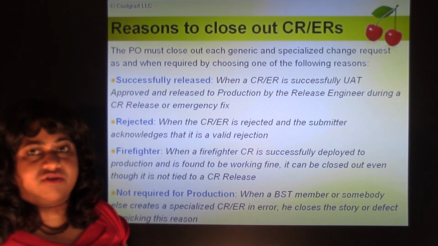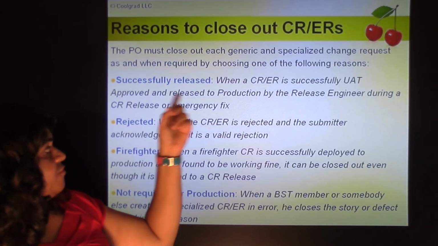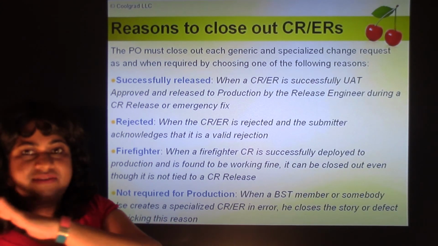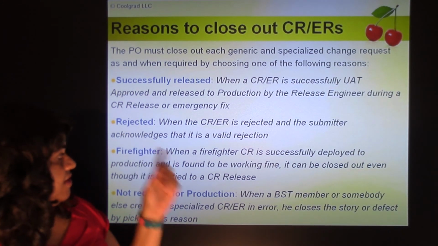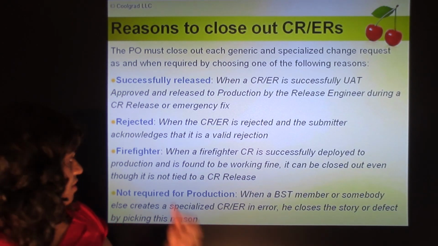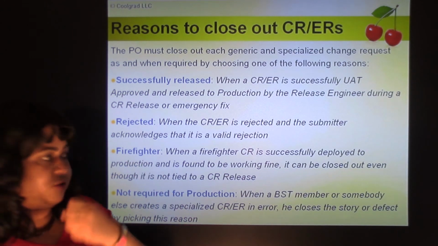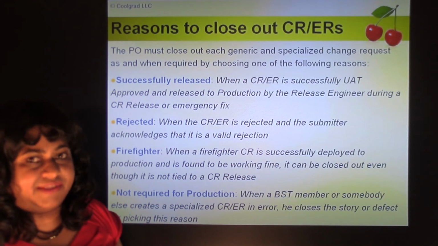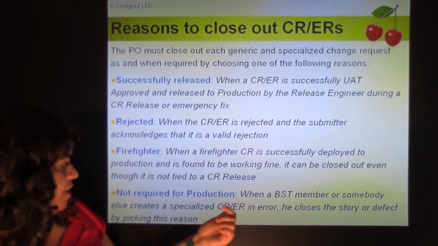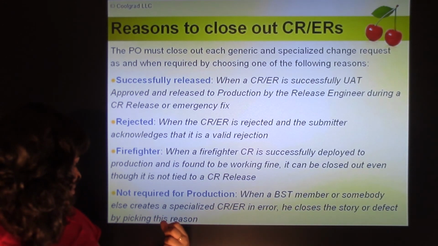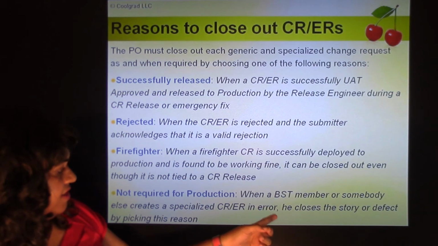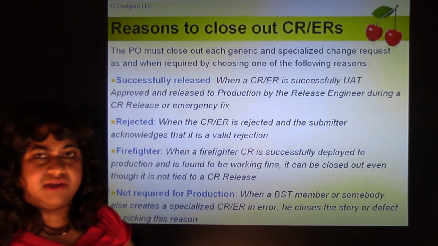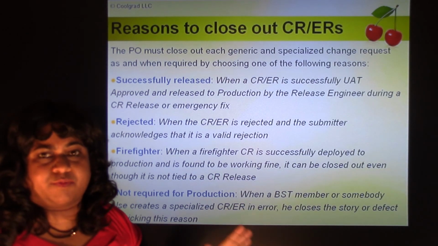So the reasons to close out CRs and ERs. Successfully released. Yay, everything was done, it was approved and developed, tested, it's released, working fine, so we close it out. Rejected. The CR/ER was rejected, so the story is closed out. Firefighter. It was deployed to production and found to be working fine, then it can be closed, even though it's not tied to a CR release. Not required for production. When a BST member or somebody creates a specialized CR/ER in error, he closes this, picking the reason saying, not required for production. It was created in error or something. Close it out.